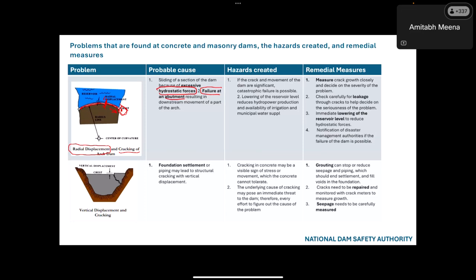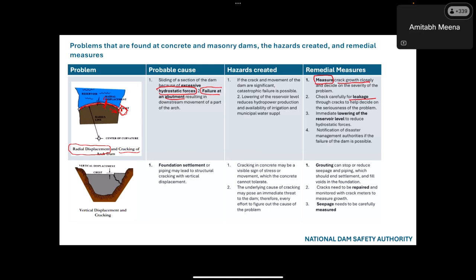What remedial measures can we take? First, there may be very fine cracks, and very large cracks also. So we have to measure the cracks. Only then can we evaluate whether it's serious enough or what additional measures are to be taken. So we have to measure the crack growth, and then we have to measure the leakages also.